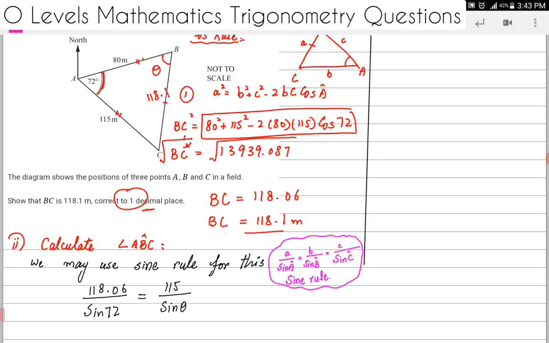In the second part of the same question, now they want us to find this angle ABC. Students, now you know that this is 80 meters, this is 115 and this is 118, and we have one angle. So two sides and one non-included angle are given. Then we can definitely apply the sine rule for finding the unknown angle. In this case, this is 115 and this is theta that we need to find out, and this is 118.06 and this is 72.